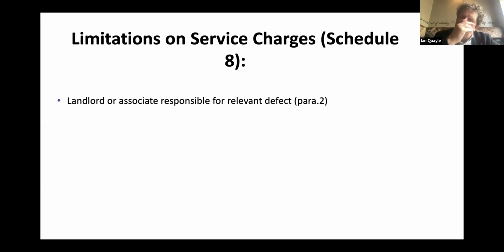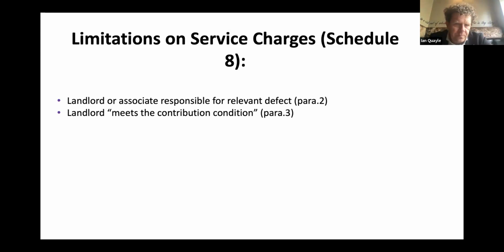The thinking being the landlord did the work, the landlord should pay for remediation. If a landlord has free assets roughly in excess of £2 million, then the landlord doesn't meet the contribution condition and the landlord must meet the cost of remediation work for relevant defects.